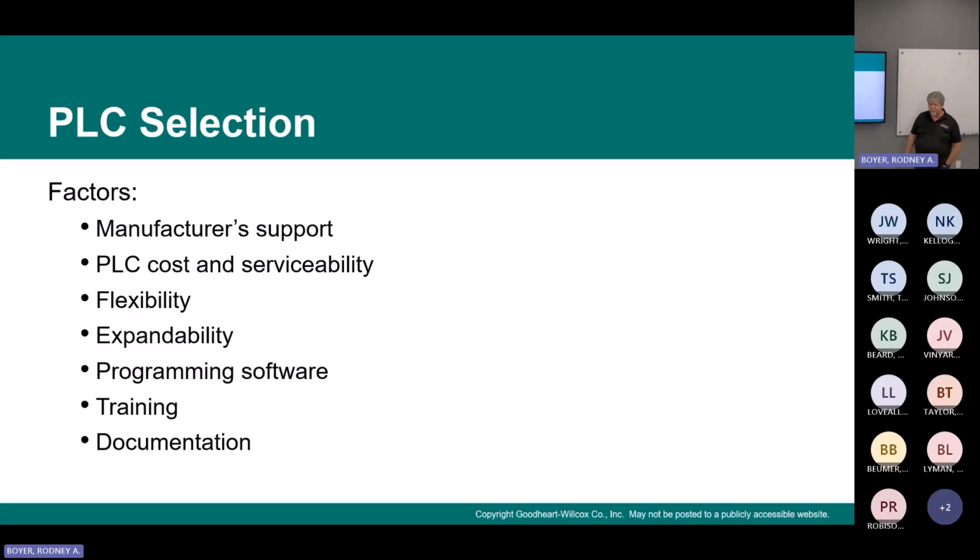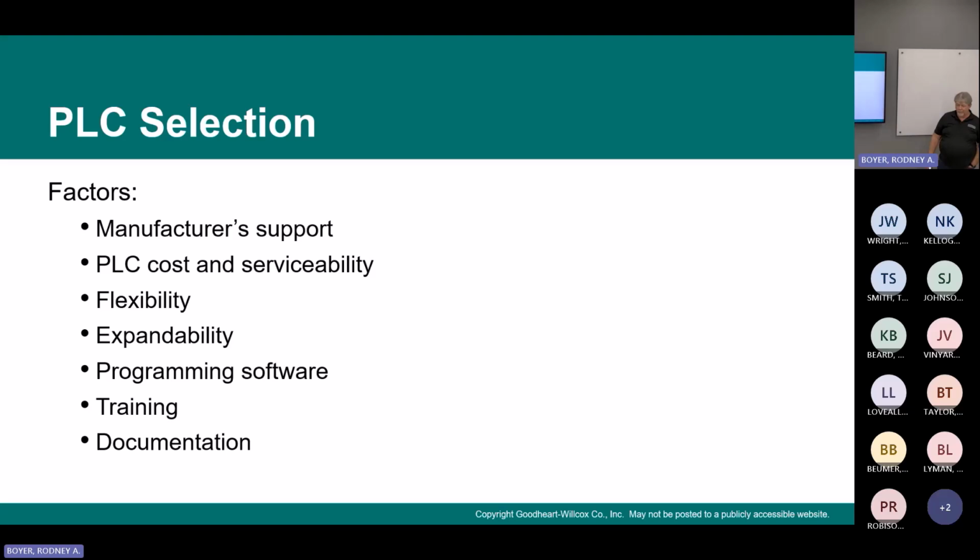Cost and serviceability. Generally speaking, your customer is going to tell you what controller platforms they already use. And they will say, please get me one just like it. So it has less to do with cost than it does customer specification. Flexibility. All the MicroLogix controllers that are in use today are both expandable and flexible.